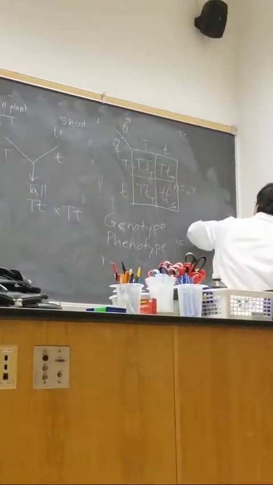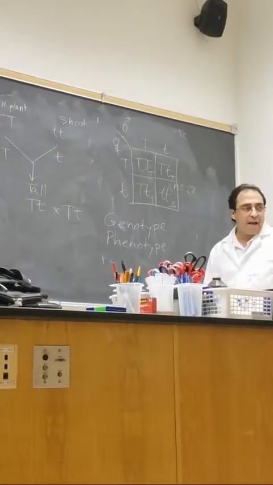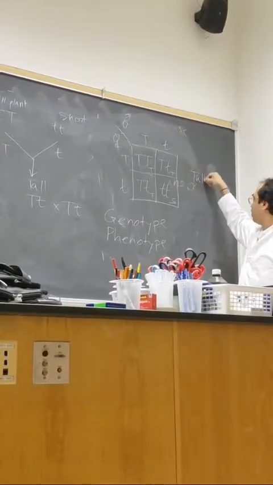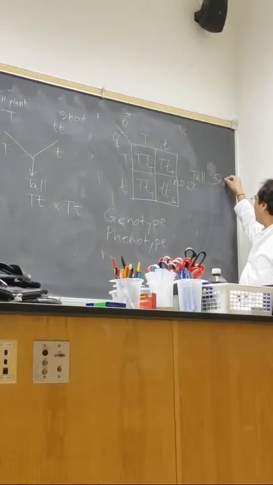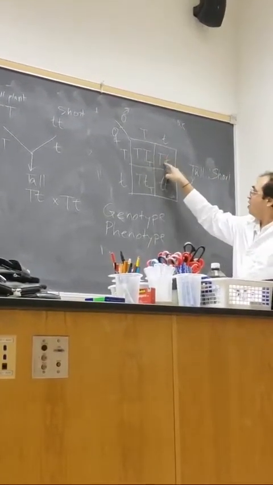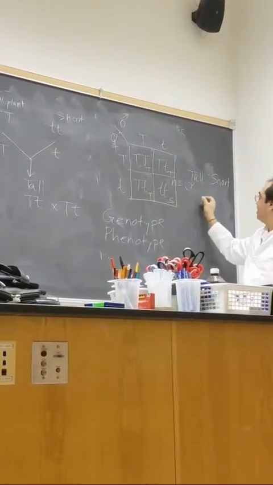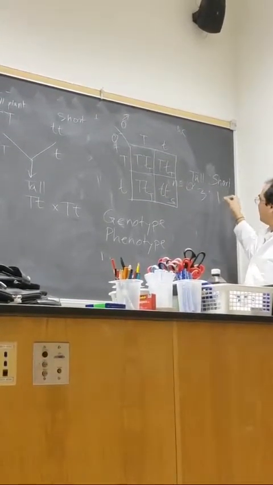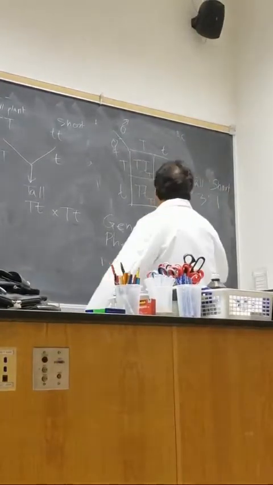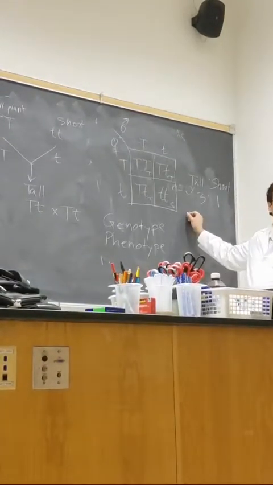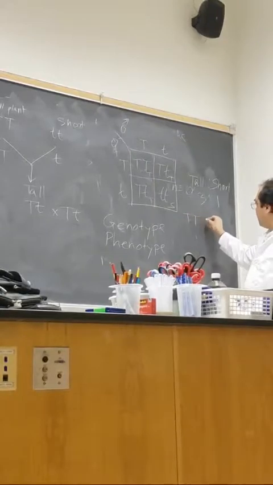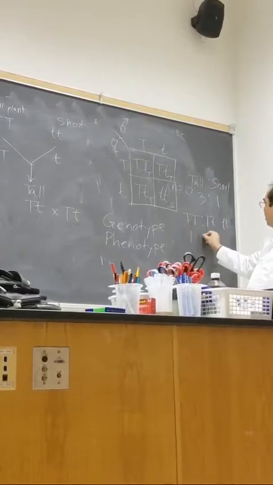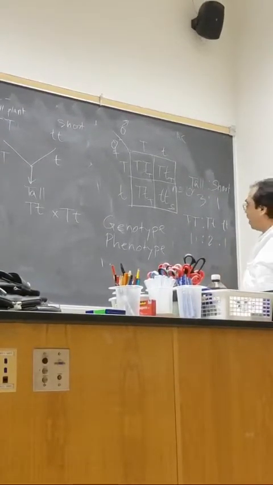Now, if we think about the phenotypic ratio, what is the ratio of the phenotype? We have two characters only, tall and short. We have three tall characters versus one short character, right? That's fine. What is the genotypic ratio? The genotypic ratio means we have three types of genotypes here, which is 1:2:1, right?